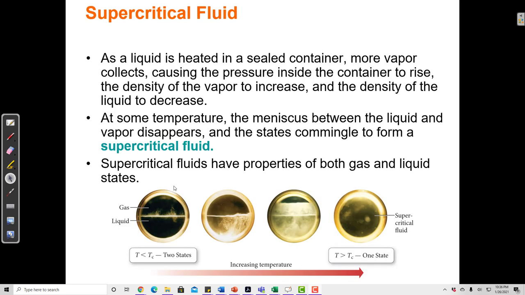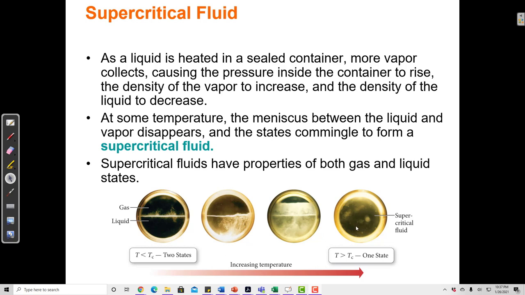Something else that we have to consider before we look at these diagrams is called a supercritical fluid. As a liquid is heated in a sealed container, more vapor collects, causing the pressure inside the container to rise, the density of the vapor to increase, and the density of the liquid to decrease. So you can imagine you've got a liquid and a gas. You start to boil the liquid, and as you boil, the liquid starts to turn into a gas, and the liquid becomes less dense, and the gas becomes more dense, until you get to a point where this is both a liquid and a gas.